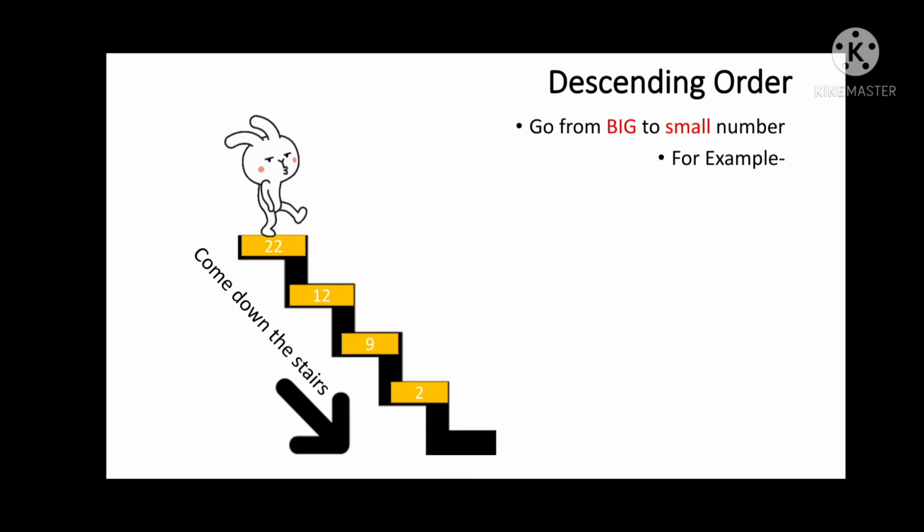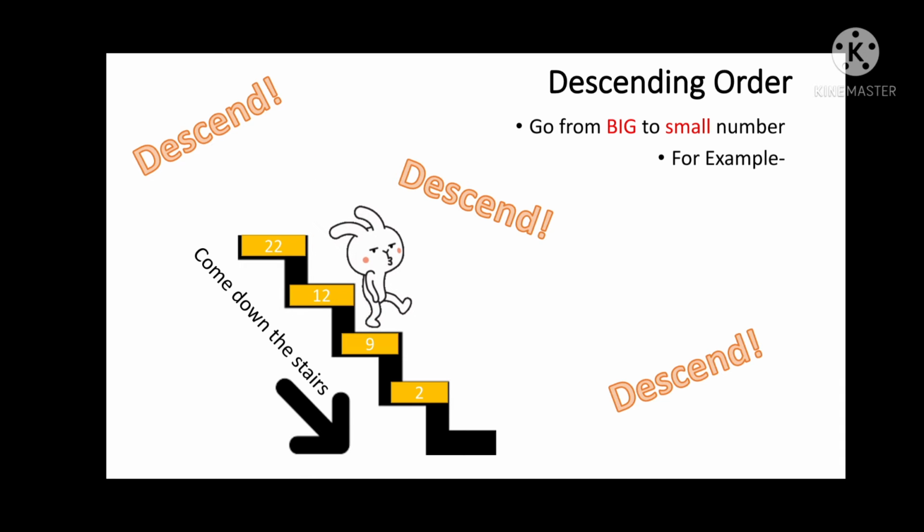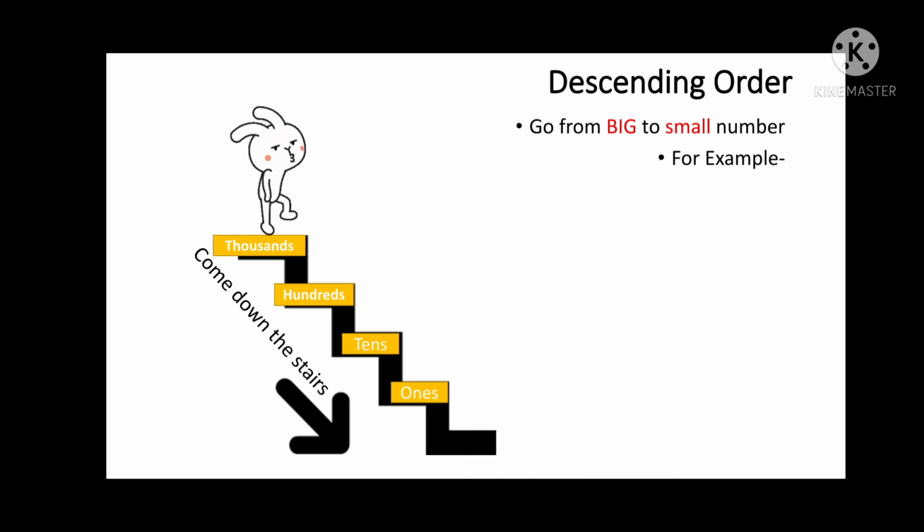For example, look at this bunny. The bunny is standing on the biggest value number here, 22. Hey bunny, descend. So he came a step lower, 12. Descend. Lower value, 9. And then the lowest value, 2. Descend, descend. So the bunny descended.